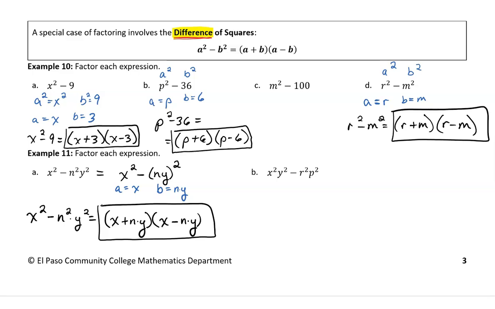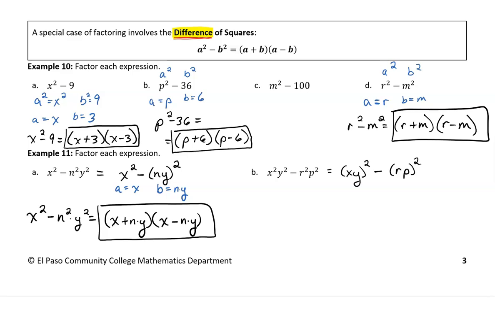Now what about part b? Ooh, it's even more complicated. I have 4 different variables, but recognizing the pattern, in my first part, they're both squared. So if I wanted to, I could write it as xy squared minus, the second terms are also both squared. So again, I can write that in this way.